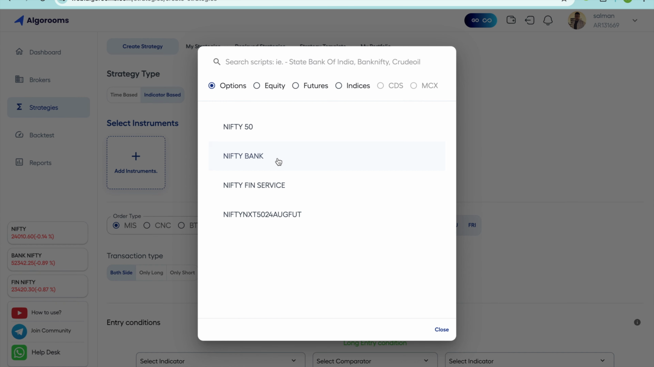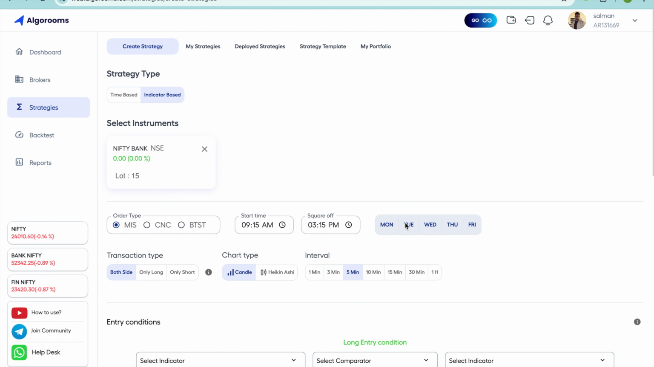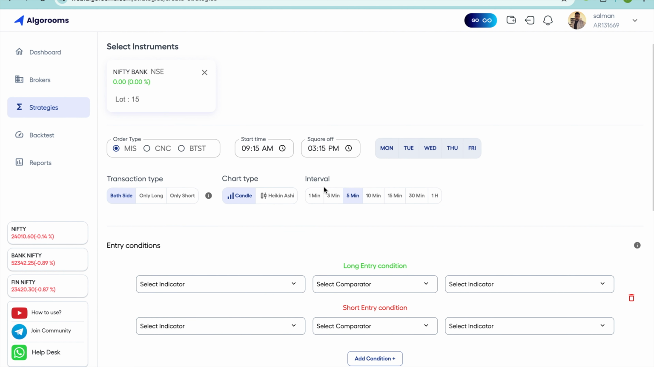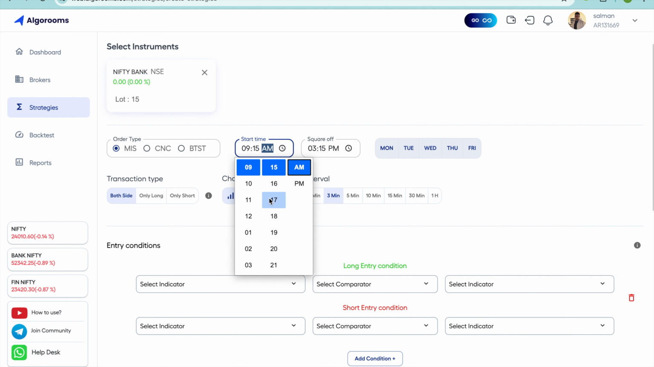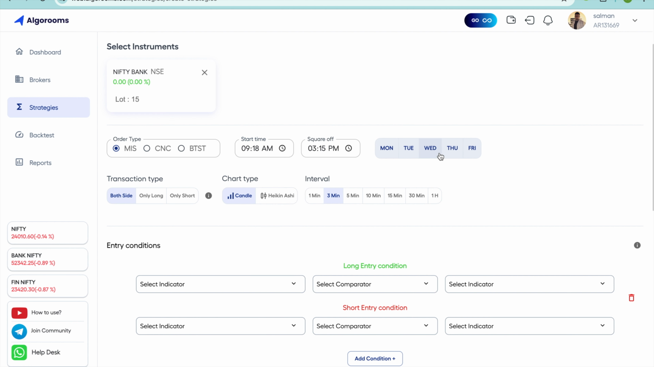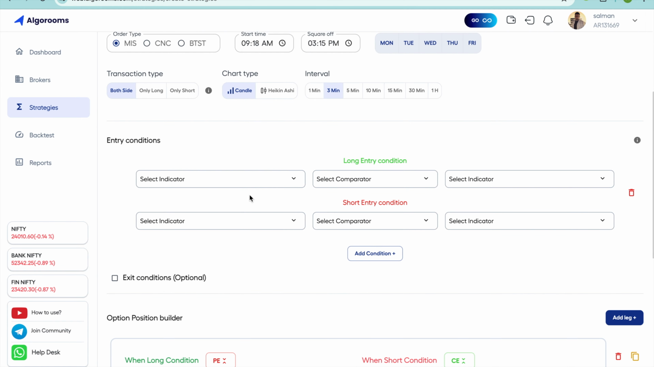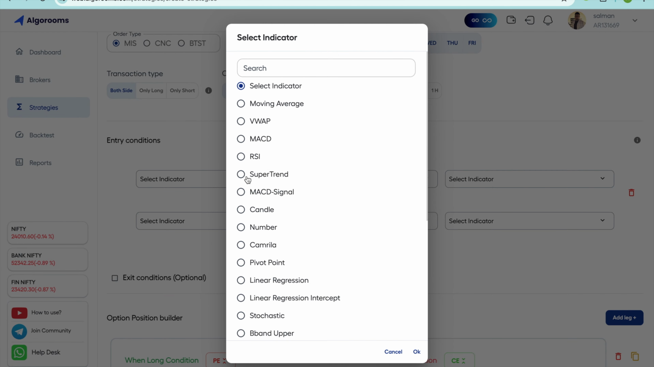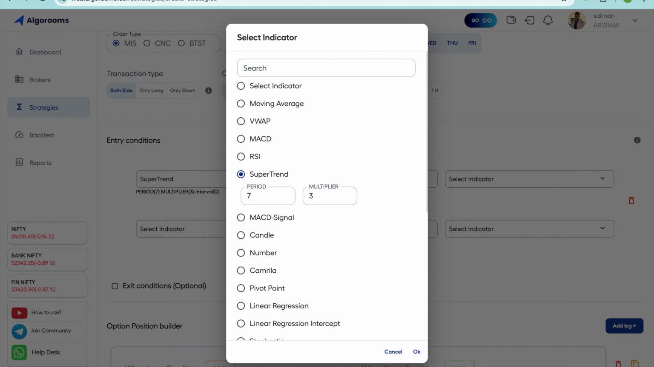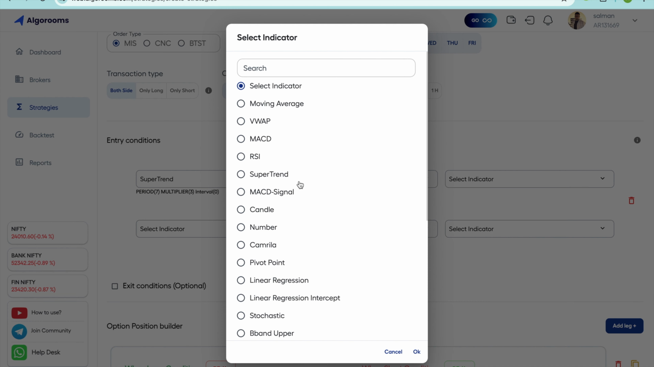We'll add the instrument as Nifty Bank. We'll try both kinds of strategy, shorting and long. We'll go for 3 minutes, and then we'll go for 9:18 a.m. The instrument should start from 9:18 a.m. The indicator we'll use is super trend.